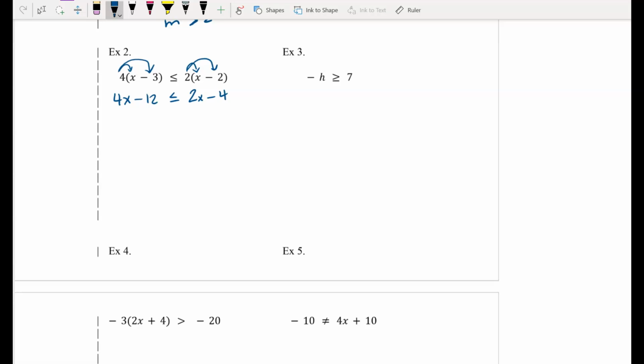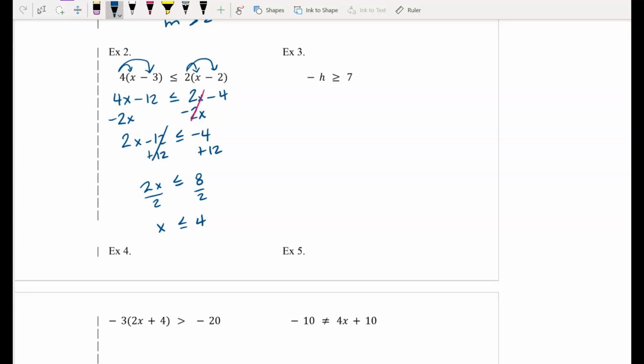Just like with equations, there are different steps that you can take as your first step. I like to move my x's first, so I'm going to subtract 2x from both sides, which leaves me 2x minus 12 on the left and negative 4 on the right. Now I'm going to add 12 to both sides. That zeroes out the negative 12, and I have 2x is less than or equal to 8. Now divide by 2 on both sides, and x is less than or equal to 4.